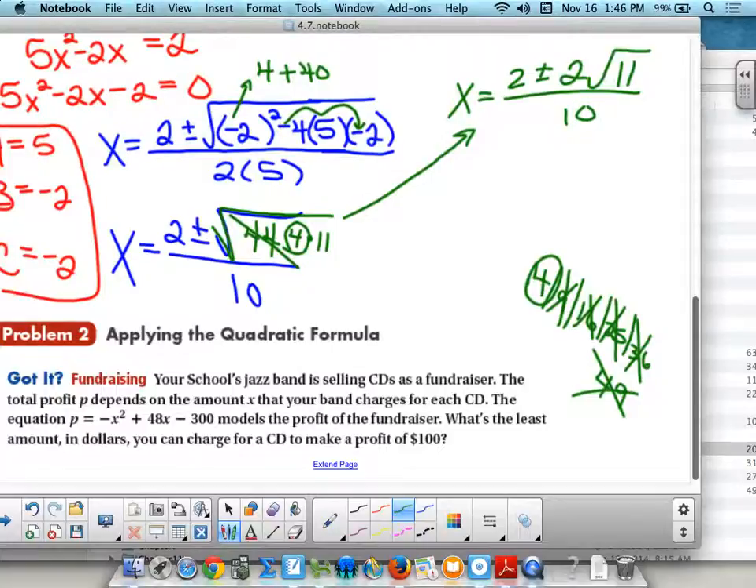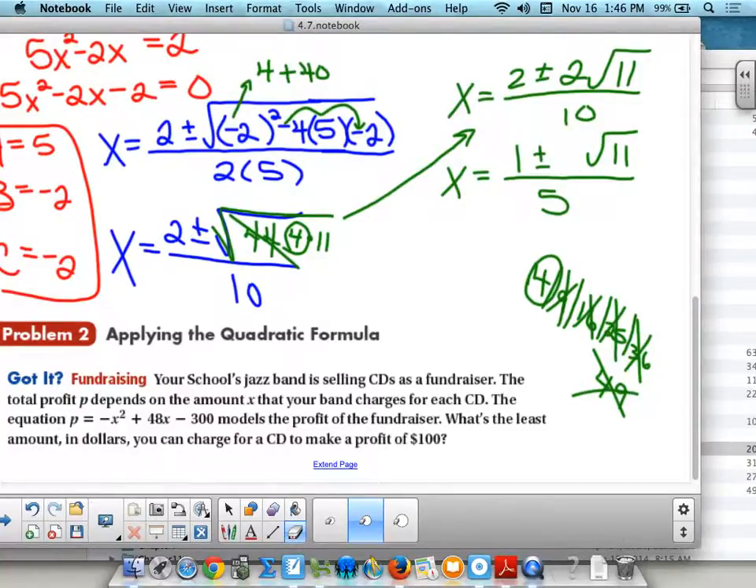Now it looks like you're done. Except, look at your fractions. It says 2 tenths plus or minus 2 tenths. You're going to reduce it, right? Yeah. 1/5. So what's the answer? X equals 1/5 plus or minus 1/5 square root of 11. Do I really, really need that second one? No, you don't need it. If you like it there, leave it there. But otherwise, no, you don't need it.